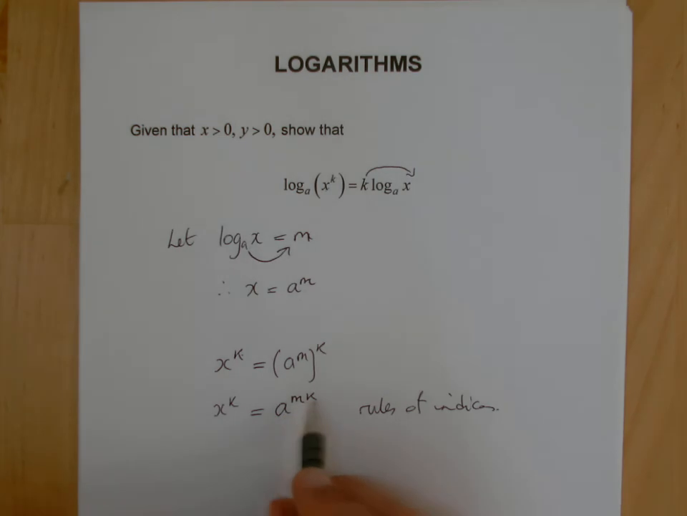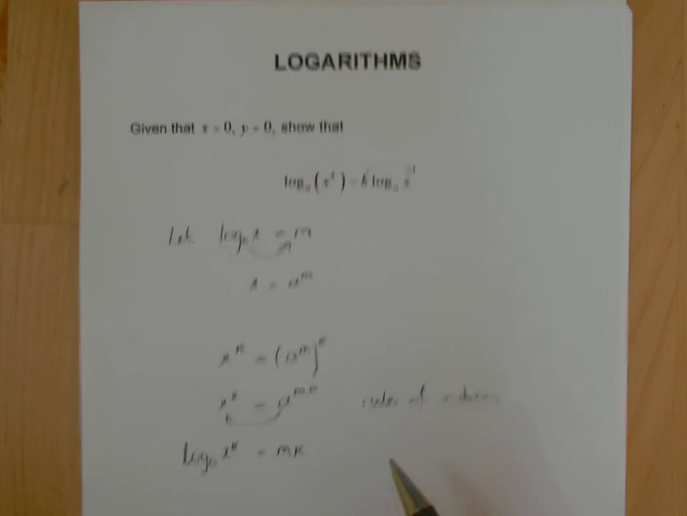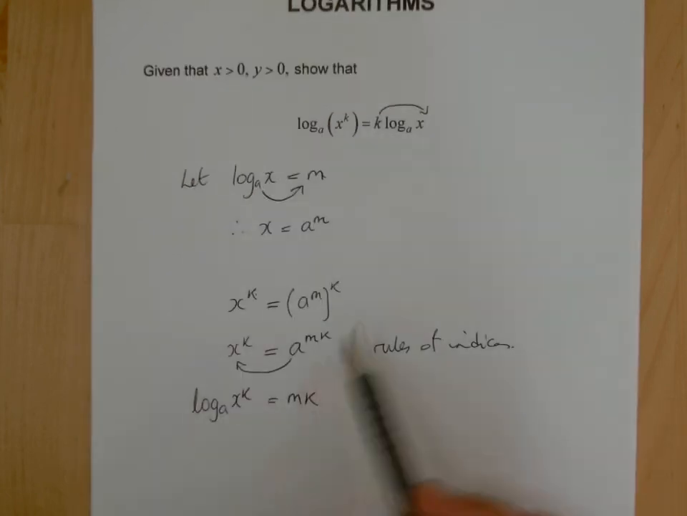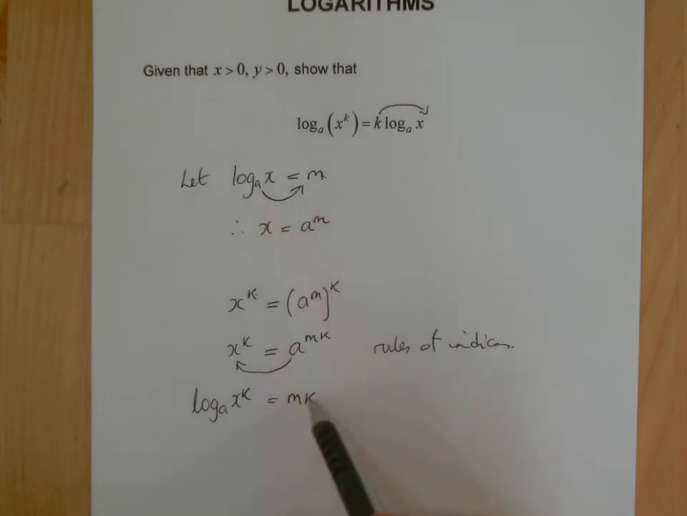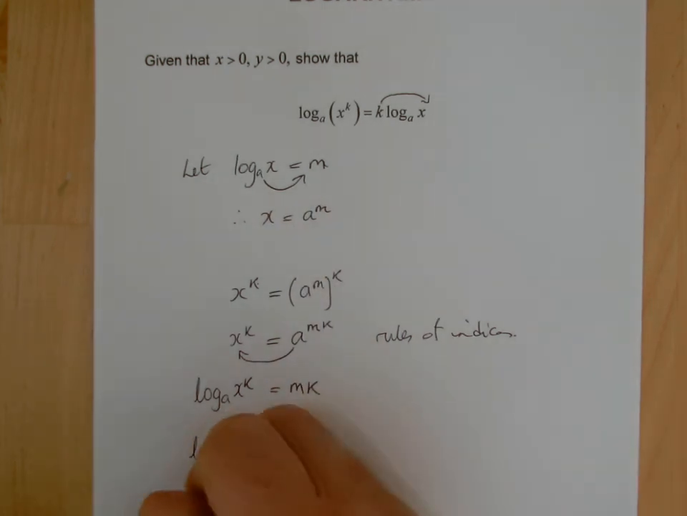Now suppose I want to work out that power there. Well, I've got this base and I swing it over, and I've got log to the base a of x^k equals mk. Last step then, well, I've defined my m to be log to the base a of x, so I substitute that in.